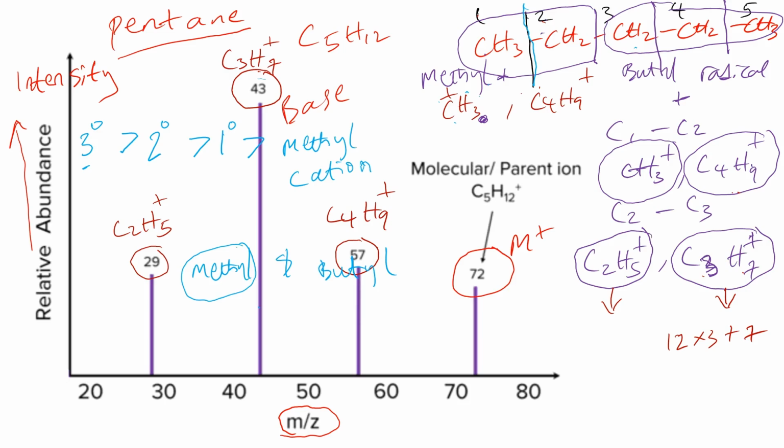Now compare that to when the bond between carbon 2 and 3 is broken. If you break the bond between carbon 2 and 3, we have a primary ethyl carbocation and a primary propyl carbocation. Now these two carbocations are more stable than methyl cations, so it will be easier for this bond between 2 and 3 to be broken. Hence, we have a more abundant propyl carbocation, which is the base peak at 43. I hope that makes sense.